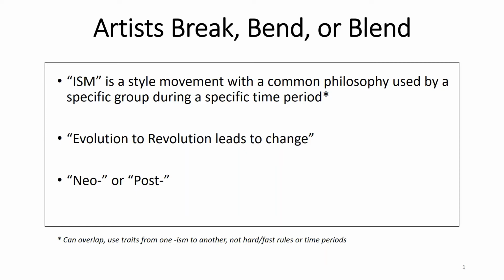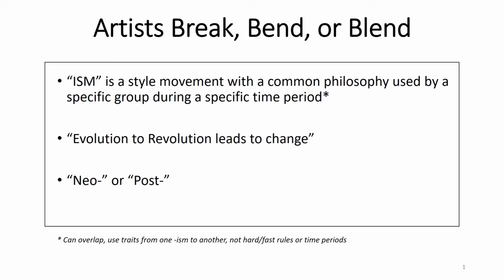What is an ism? As I say here, an ism is a style movement with a common philosophy used by a specific group in a specific time period. And my asterisk basically means except when it's not. What I mean is that the isms all can overlap. There can be traits and characteristics from one to the next, because really it's about artists that are trying to evolve.